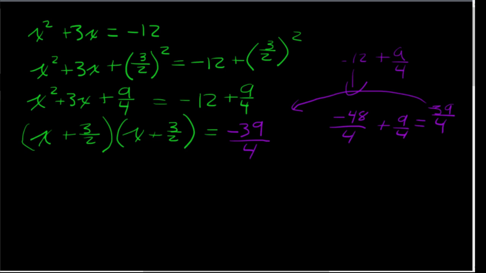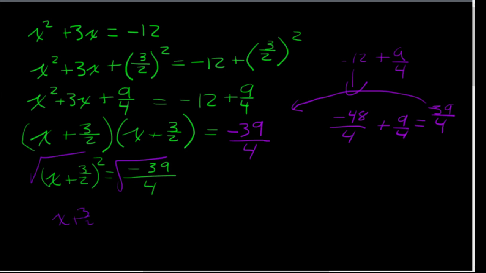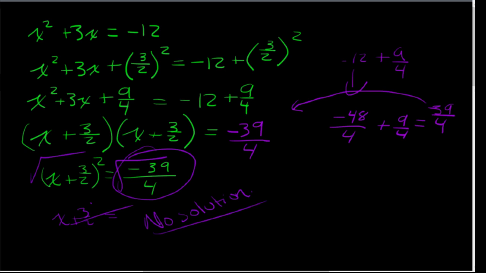So I just added 12 plus 9/4 there. This can be rewritten as x plus 3/2 squared is equal to negative 39/4. Now I'll root both sides, and you'll notice here this becomes x plus 3/2. But on this side, we're taking the square root of a negative number, which means that we cannot do that. So we can stop here and say that there is no solution.